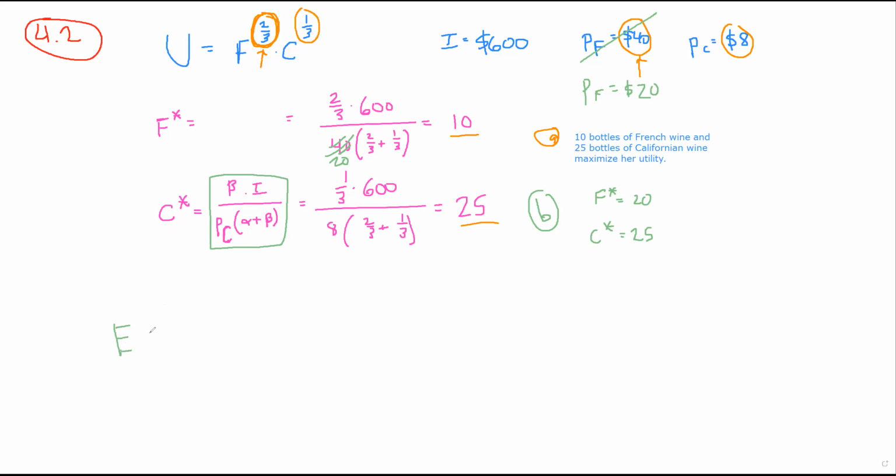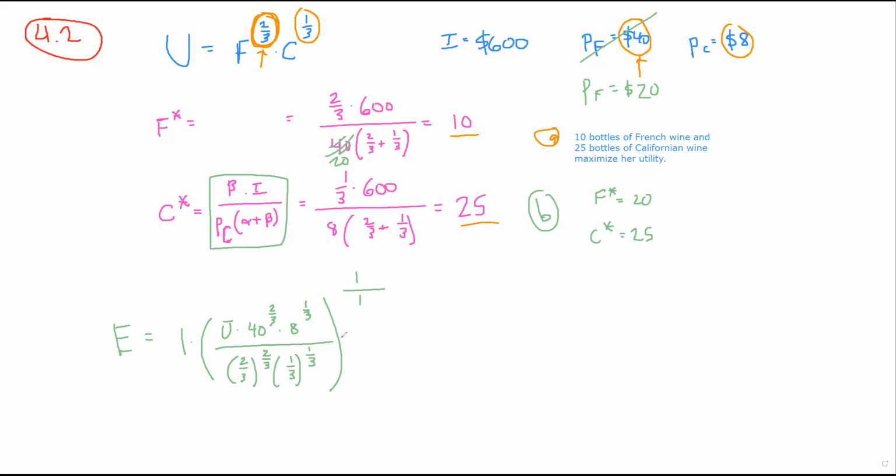It's going to be slightly annoying. It's that alpha plus beta, but that's going to be 1. So 1 times U bar times price of French wine. Let's keep that at 40 to the power of 2/3 times 8 to the power of 1/3 divided by 2/3 to the 2/3 times 1/3 to the 1/3. And then this is all being raised to the 1 over alpha plus beta. But once again, alpha plus beta is 1. So I just want to figure out what this value is.